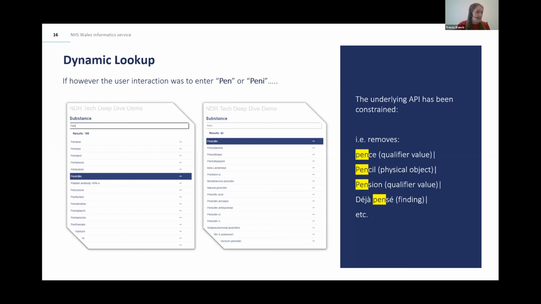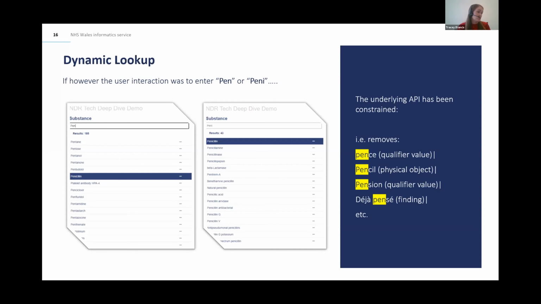We've constrained this to search over substance, which is 27,500 concepts, applying that type ahead, and as I say, it constrains that list. So PEN returns 185, and then when you type in PENI, it returns 43. Whereas if you didn't have the constraint, you would be searching over a huge amount of SNOMED content, and probably inappropriate as well. So it's really key to engage with the team terminologists to make sure you're constraining what it is you need for the application.